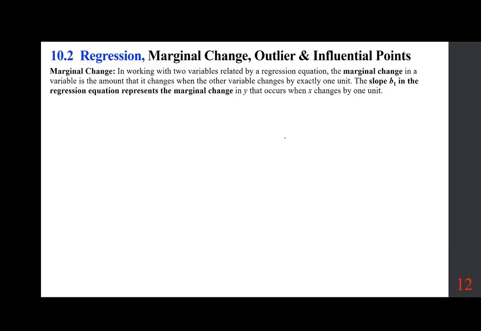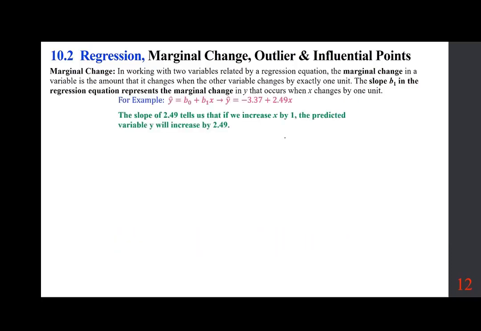Okay, so as an example, this is the formula for y bar, class. y bar is negative 3.37 plus 2.49x. As you can see, the slope is 2.49. It's very clear the slope is 2.49 mx. So what happens if you increase x by 1?